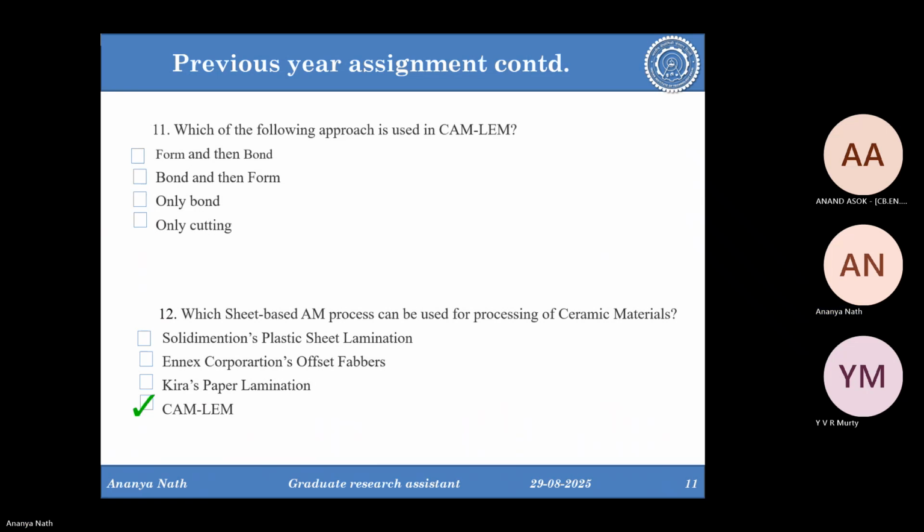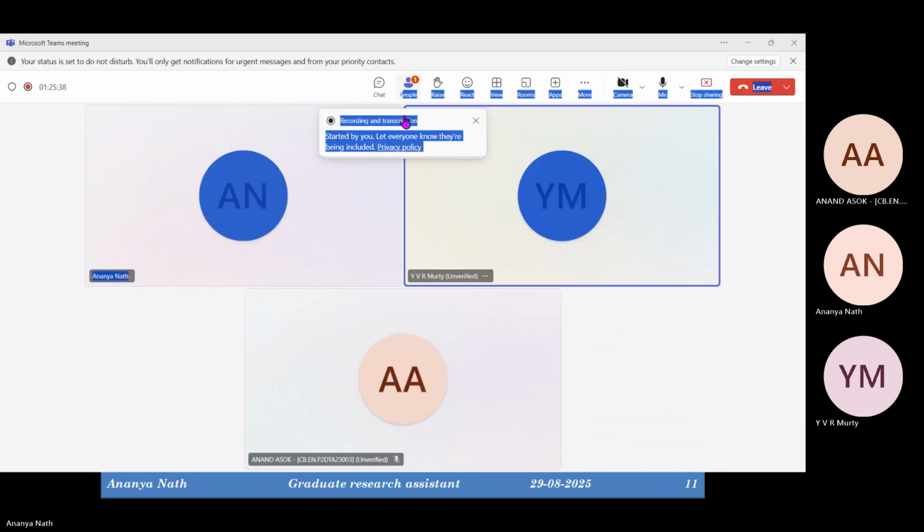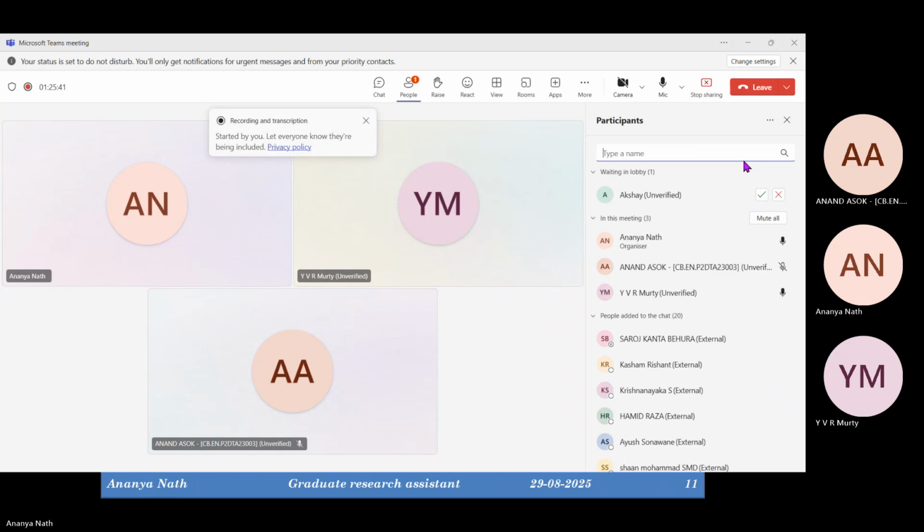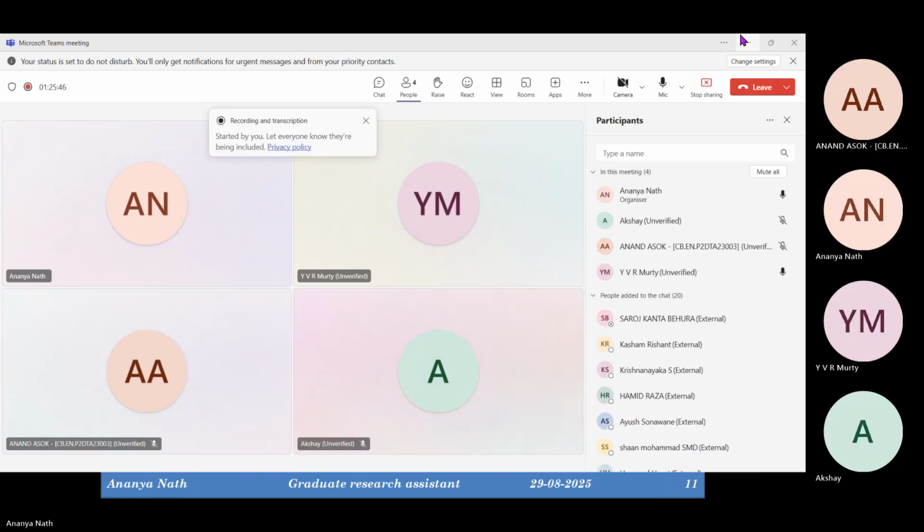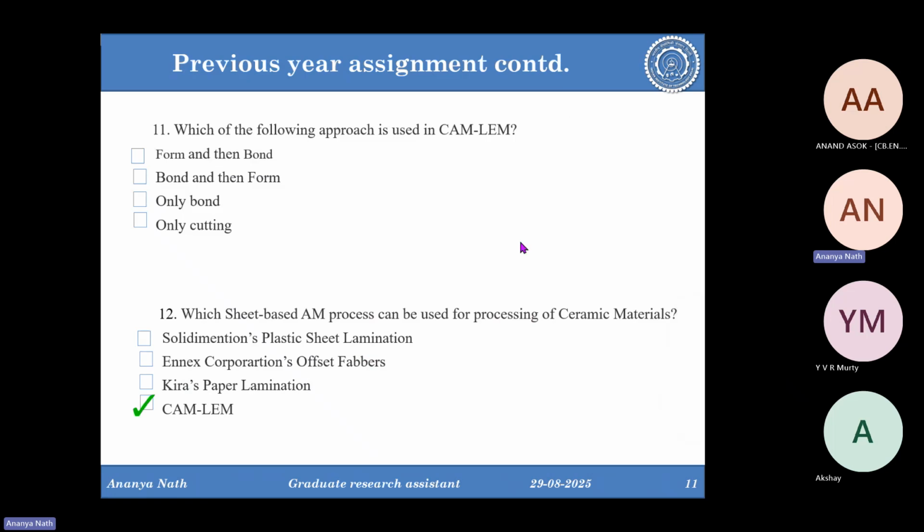Which one of the following approaches is used? Here first we form and then bond. Yes, we do form and then bond because it's ceramic. It's difficult to cut the ceramic after bonding, so it's better to form and then bond.